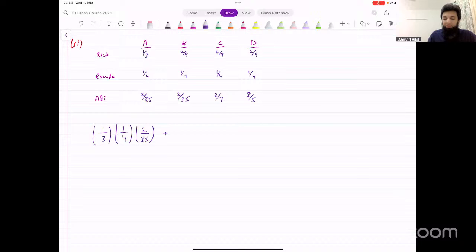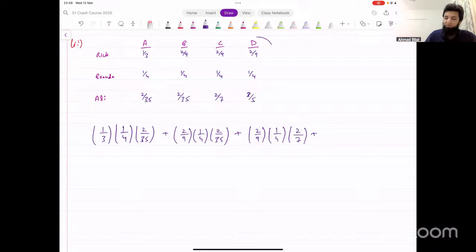The second case is all of them choose B. That will be 2/9 times 1/4 times 2/35. The third possibility would be all of them choose C. That is going to be 2/9 times 1/4 times 2/7. Plus all of them choose D. That's 2/9 times 1/4 times 3/5.